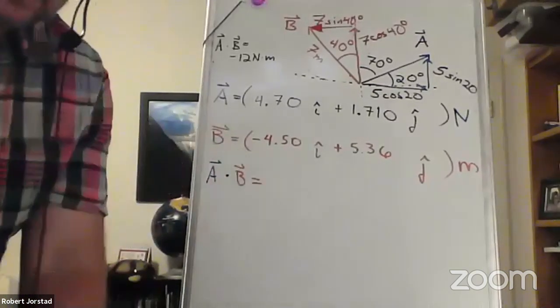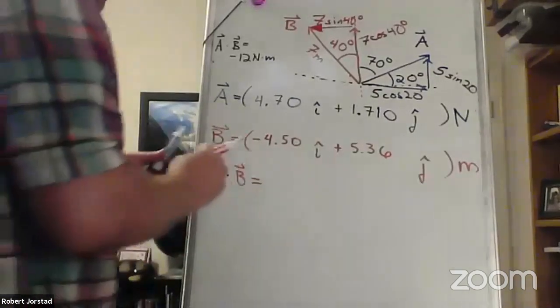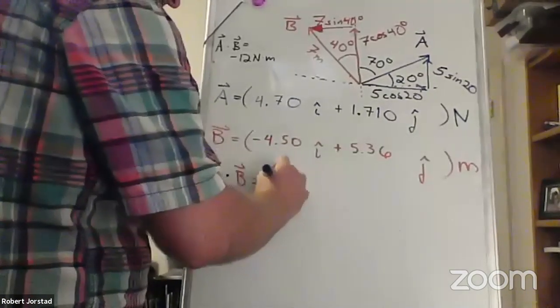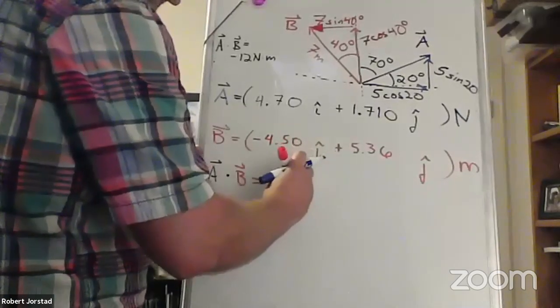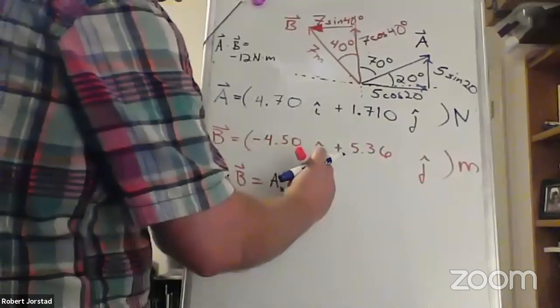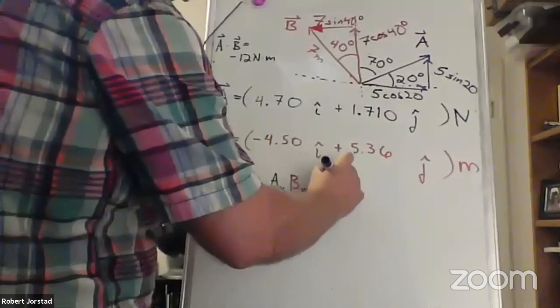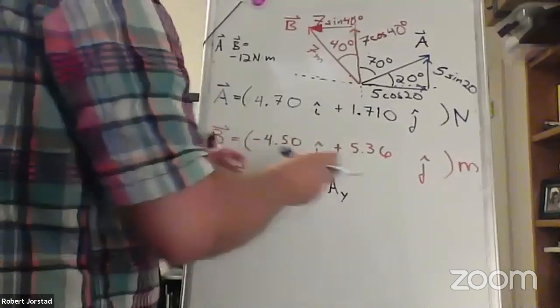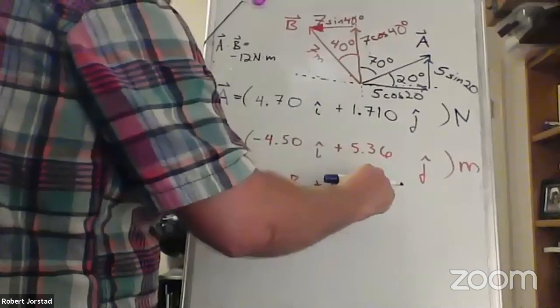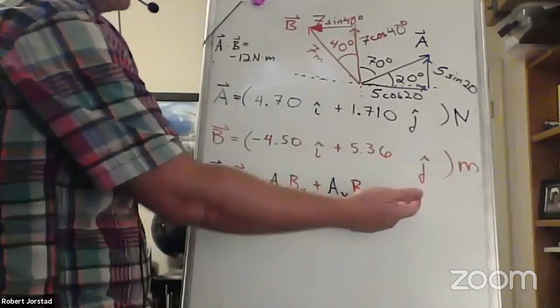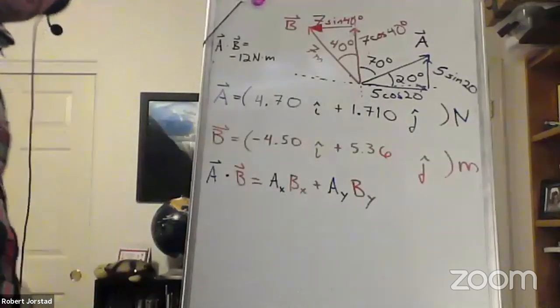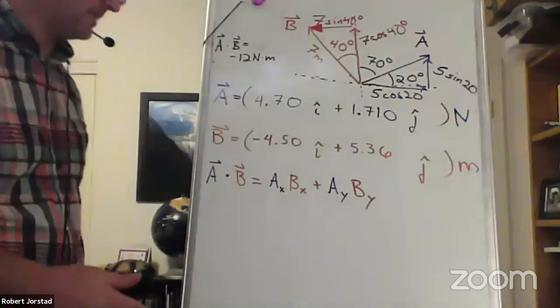So now what do I need to do? Remember, it's going to be AX, BX plus AY, BY, and we don't have any Z components, so I'm not going to write them. But if there were Z components, you'd have plus AZ, BZ. Easy, AZ, BZ, cover girl? Well, that doesn't quite work.